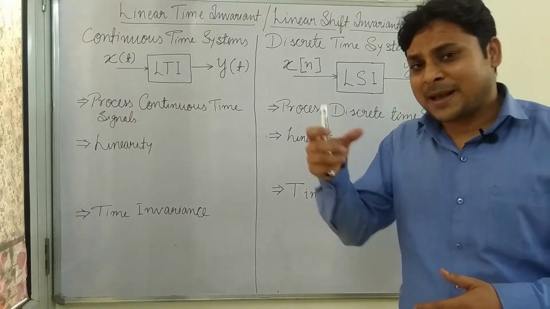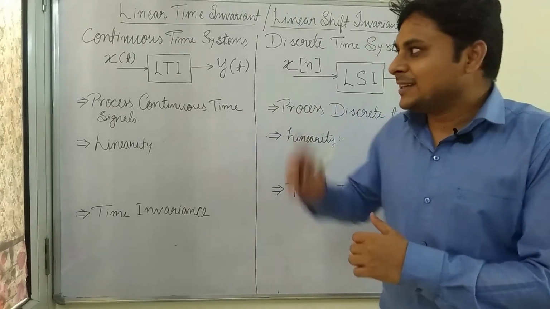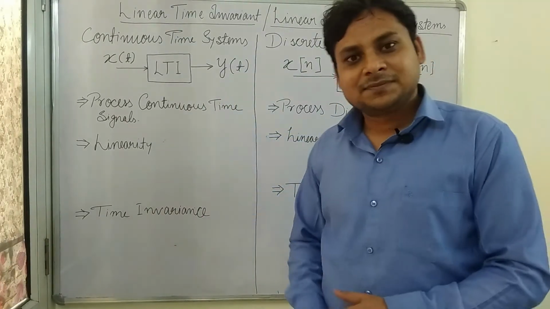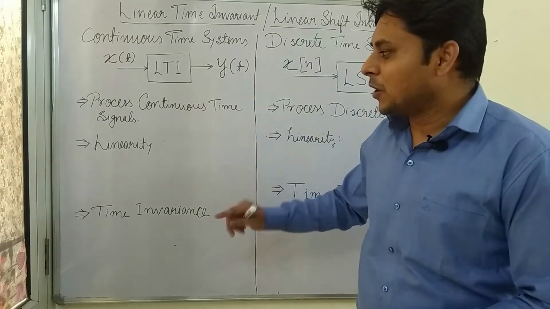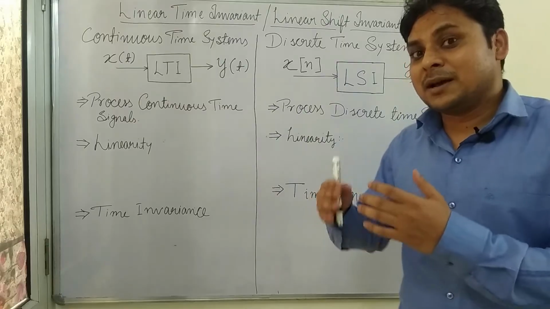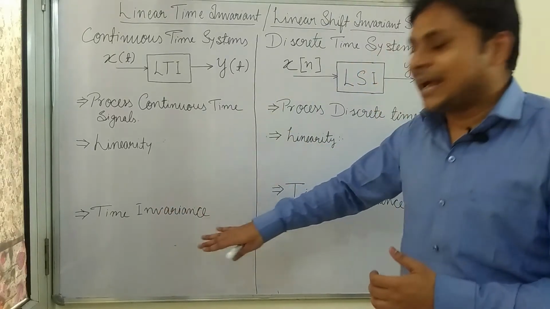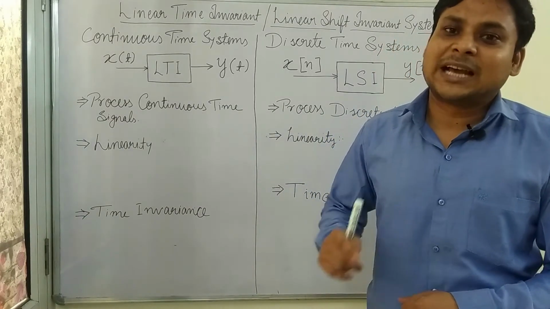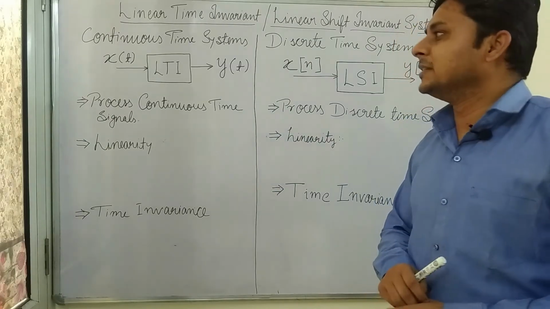So let's start with a continuous time system. We will take a specific case of a signal processing system that has the properties of linearity and time invariance. A system having these two properties must be linear as well as time invariant. Got it? That system is known as a linear time invariant system. Let's understand what linearity and time invariance are.